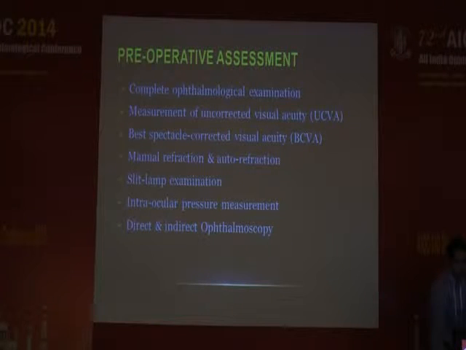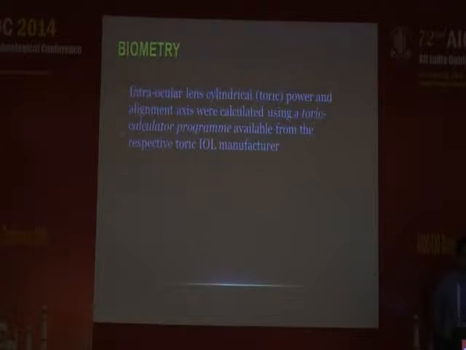Pre-operative assessment included a complete ophthalmological examination, measurement of uncorrected visual acuity, best spectacle corrected visual acuity, manual refraction and auto refraction, slit lamp examination, intraocular pressure measurement, and direct and indirect ophthalmoscopy. The intraocular lens cylindrical toric power and the alignment axis were calculated using a toric calculator program available from the respective IOL manufacturer.